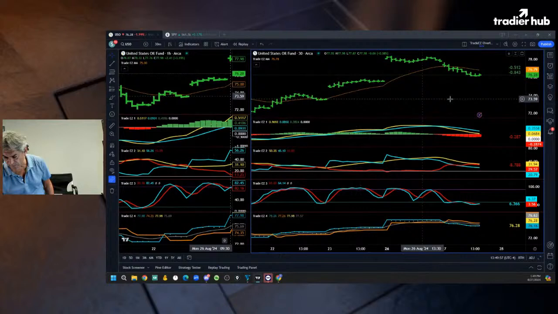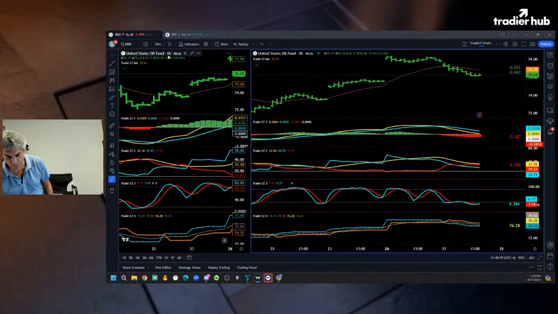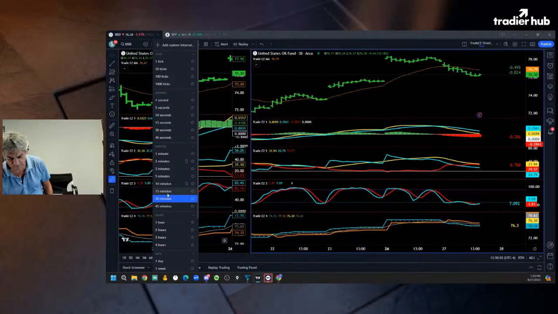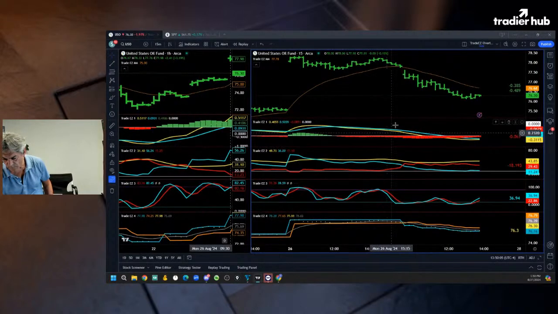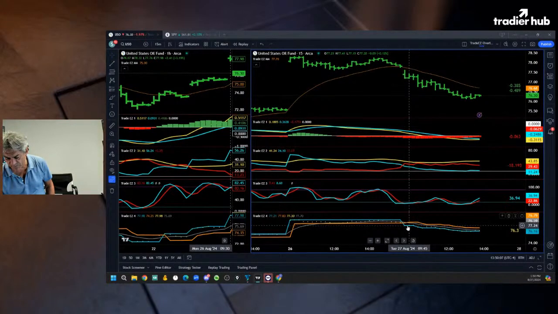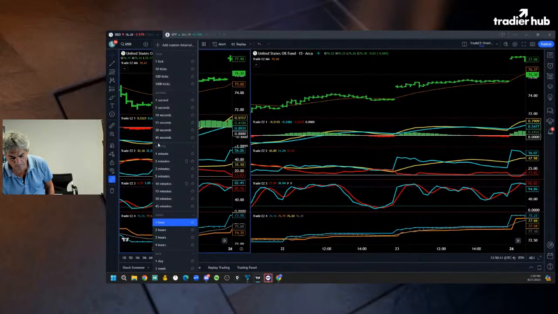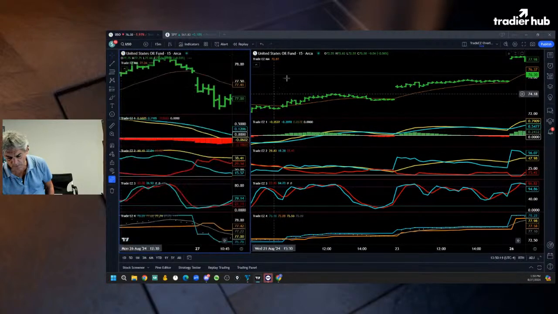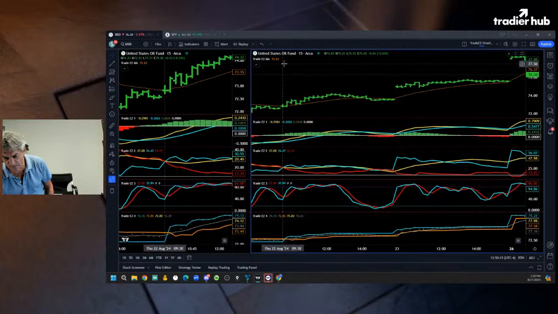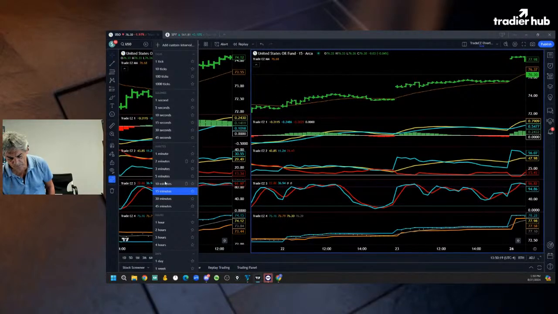Okay, here's the 30. Let me switch this over to the 15. Here's the 15-minute time frame reversing to sell. And if you're trading oil, here's the 5-minute: nothing but shorts in oil all day. Nothing but shorts.